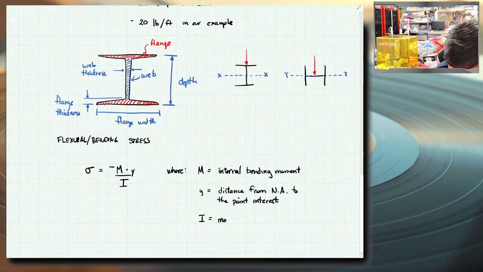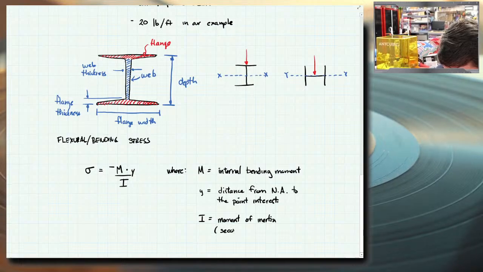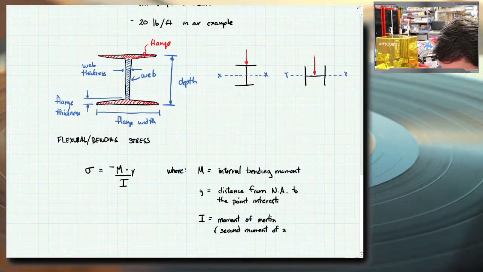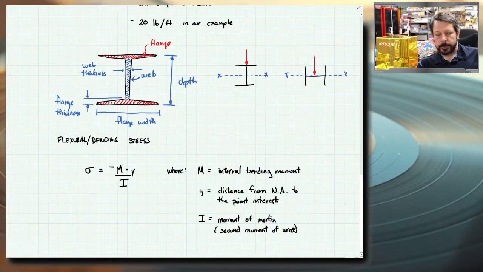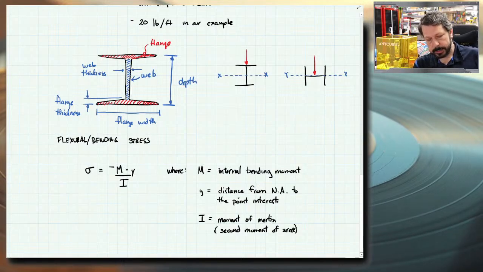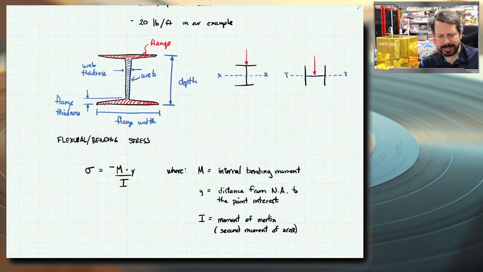I is called the moment of inertia. Second moment of area is another thing it could be called. So remember, the first moment of area was the numerator in our centroid equation. Second moment of area is similar, except instead of a first, it's a second, so integral of y squared dA instead of integral of y dA. So you might see it called second moment of area at some point.